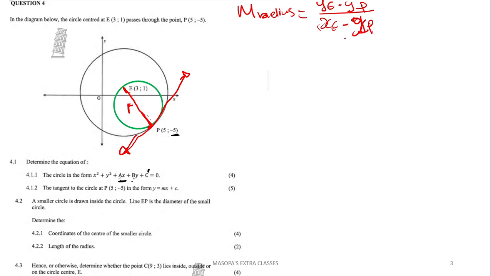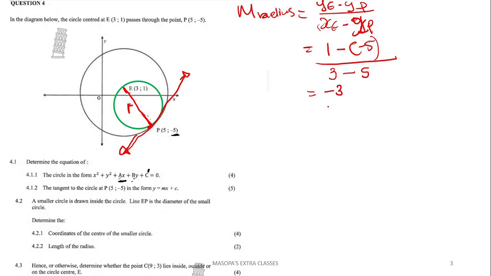So it must be the y value of P followed by the x value of P, for which your y value of E is 1 minus your y value of P, which is minus 5. Then your x value of E is 3, then your x value of P is 5. Then how much are you getting there as your gradient? You will get negative 3.